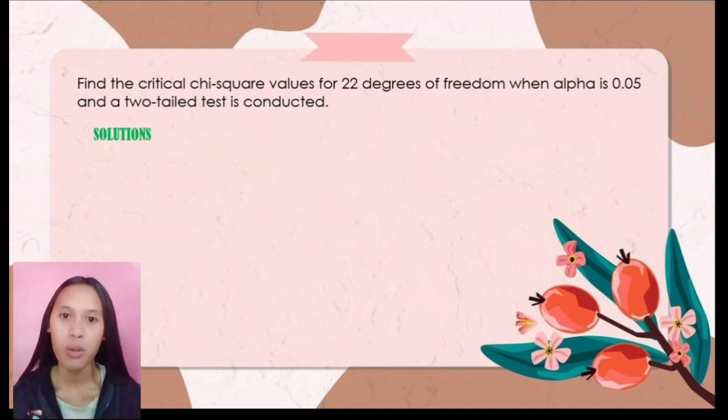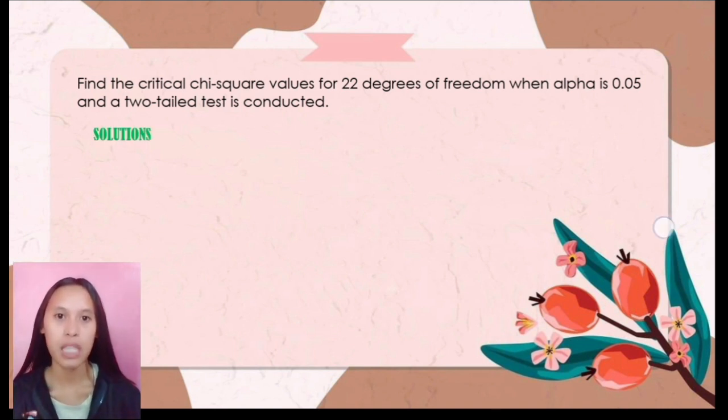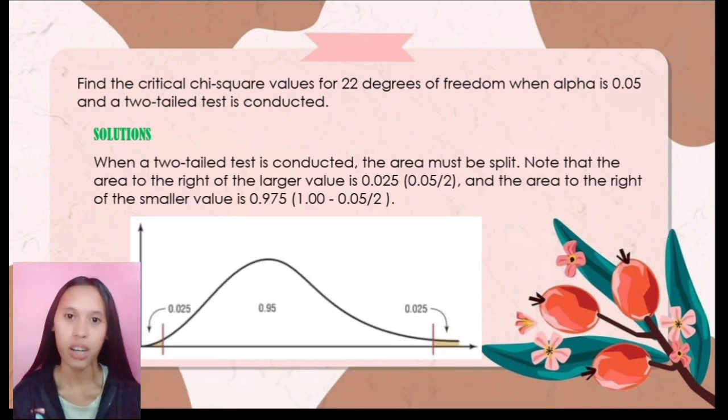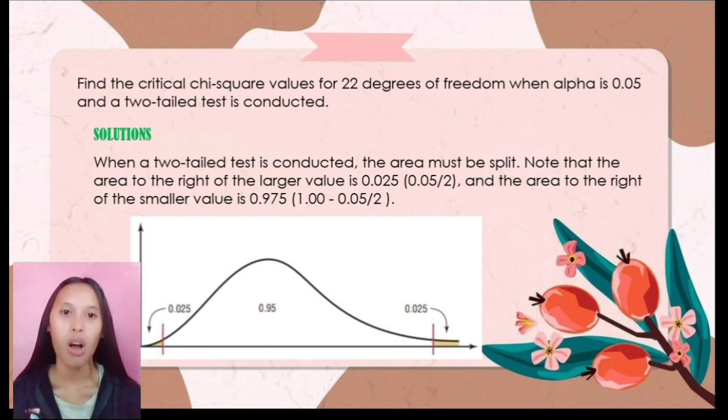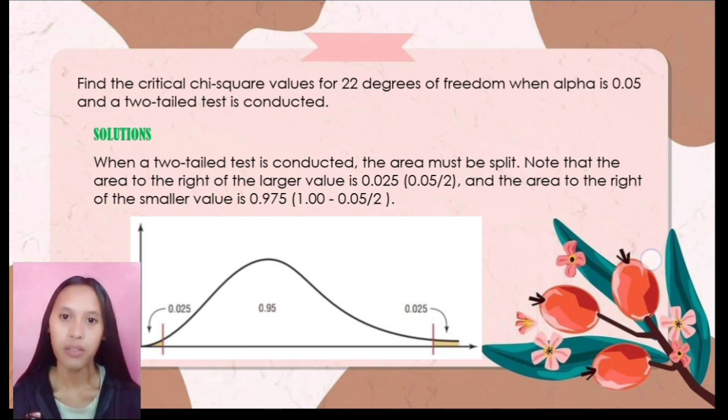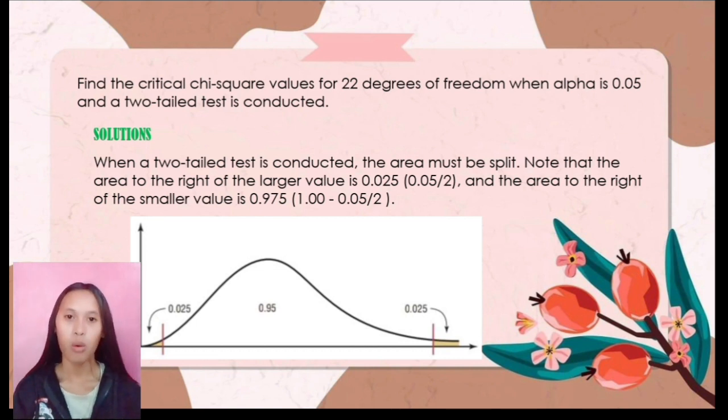So, when a two-tailed test is conducted, the area must be split as shown in the graph above. Let us note that the area to the right of the larger value is 0.025, which is 0.05 over 2, or alpha over 2. And the area to the right of the smaller value is 0.975, which is 1 minus 0.05 over 2, or 1 minus alpha over 2.